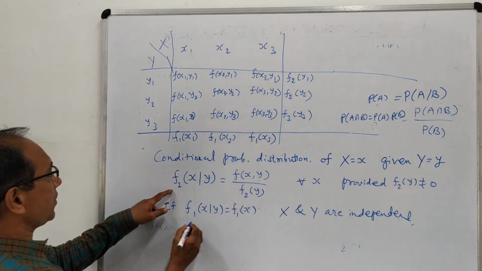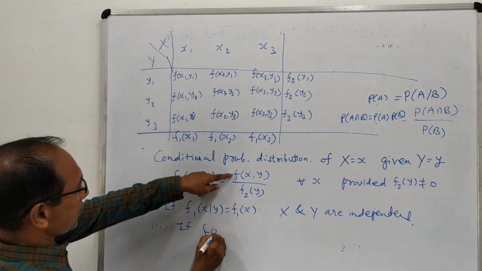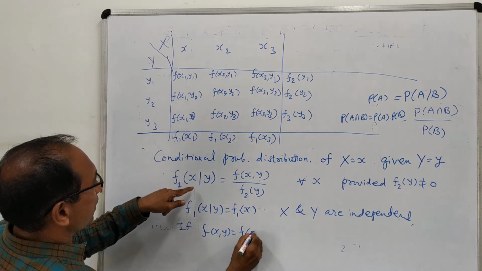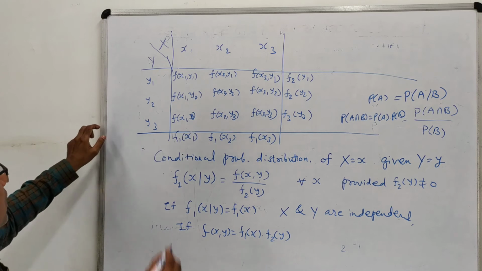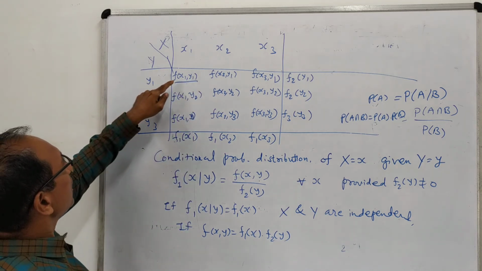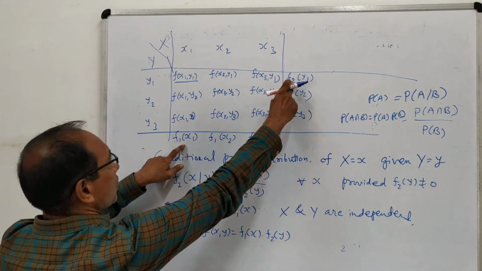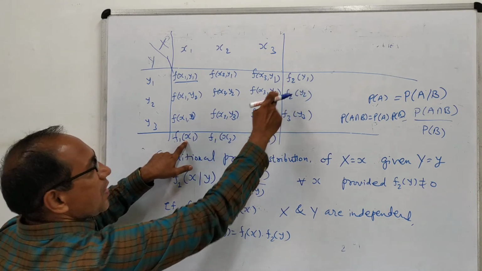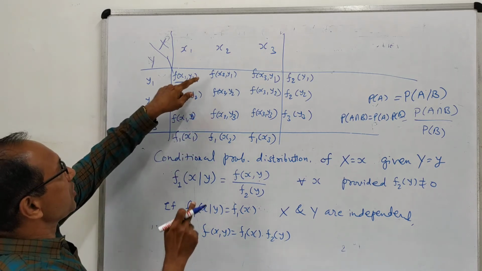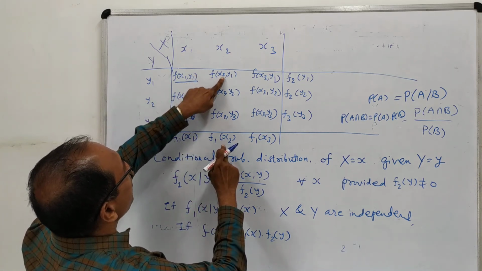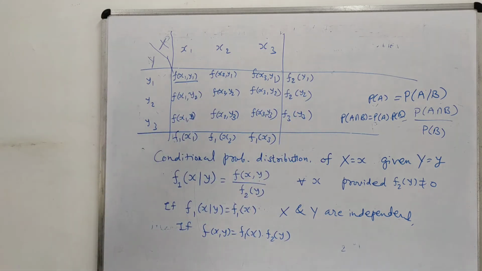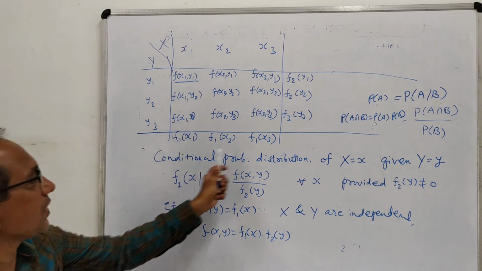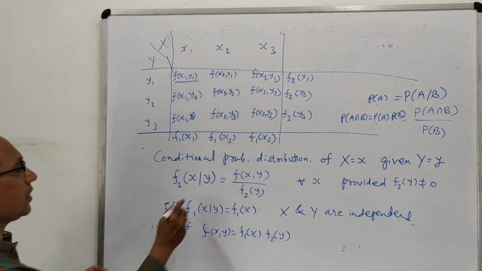Or we can also say from this that if f of xy equals f1 x into f2 y, both are the same. That means, for example, if f of x1 y1 equals f1 x1 into f2 y1, we say that these are independent. And if it is happening for all, f of x2 y1 equals f1 x2 into f2 y1, and so on, then we say that capital X and capital Y are independent. So here we can find out the conditional probability of x given y by using this one.